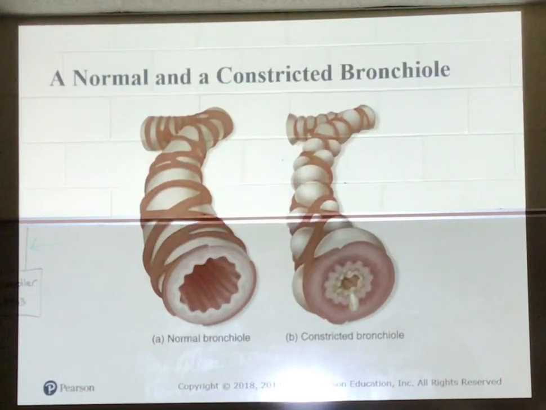All right, this is what a normal and a constricted bronchiole look like. So if somebody has asthma, this is the B. This is what their bronchioles look like, okay? They can't get air in, they can't get air out.